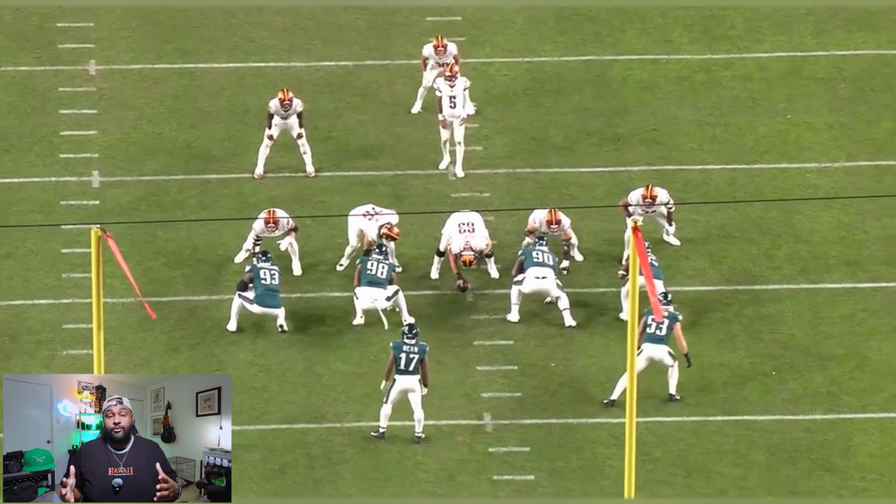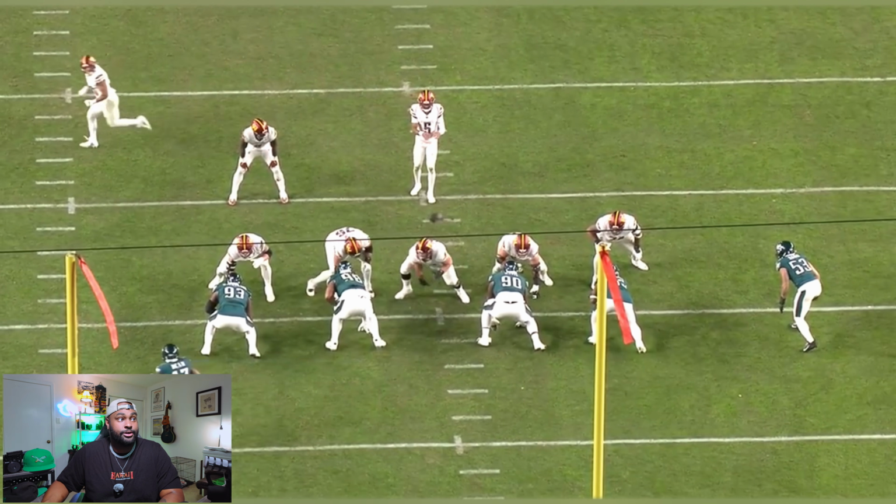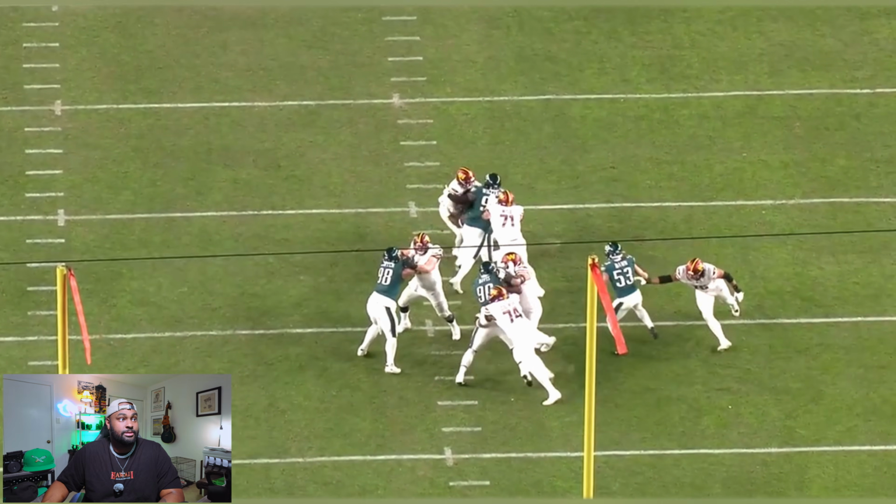All right, here's a good example of why I prefer zone schemes over gap schemes when it comes to the run game as an offensive lineman. So let's run this play real quick. This is a gap scheme play called counter, and I'll explain it here shortly.